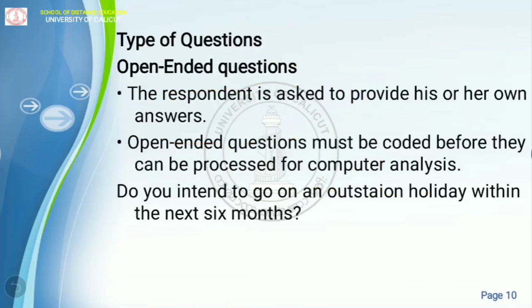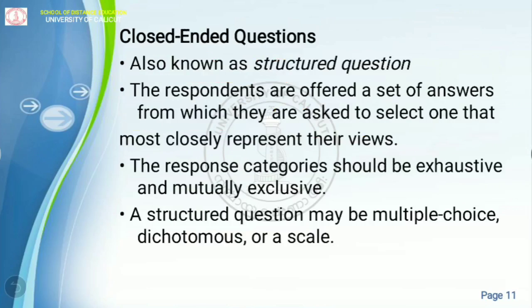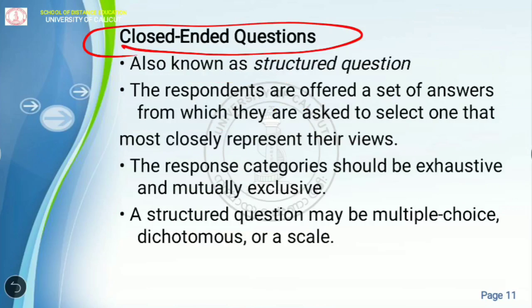So which are the types of questionnaire? Here we have open-ended questions and closed-ended questions. Open-ended questions mean the respondent is asked to provide his or her own answers. It is open. They can write anything they feel about the question. But closed-ended questions mean we have a structured questionnaire with a question and some options, so the respondent has to answer from these options.